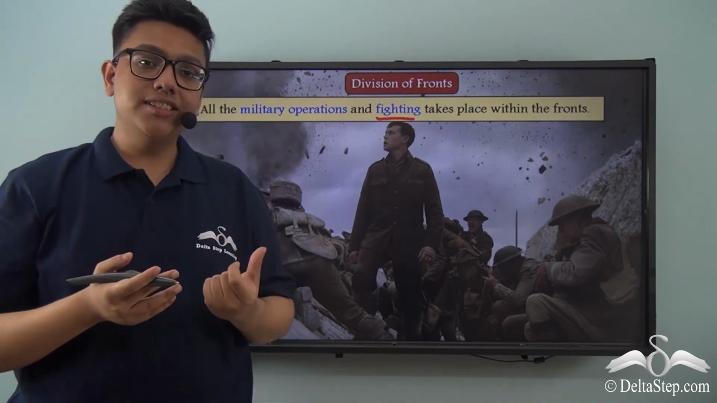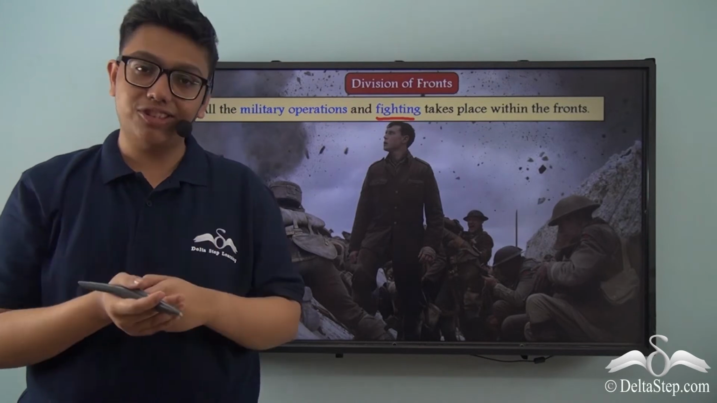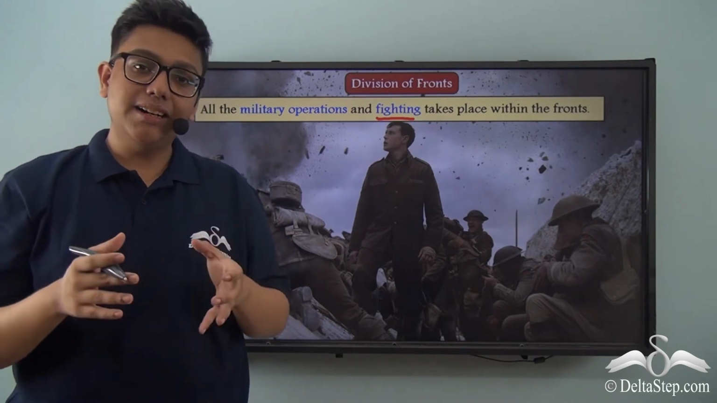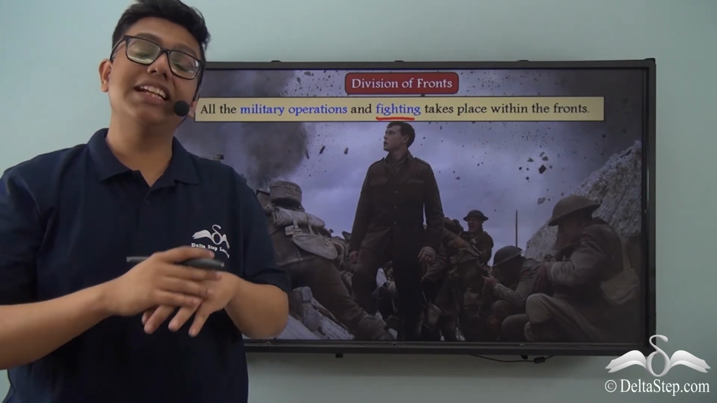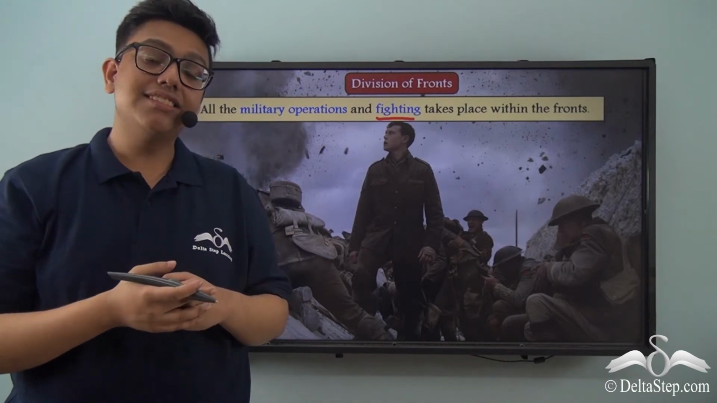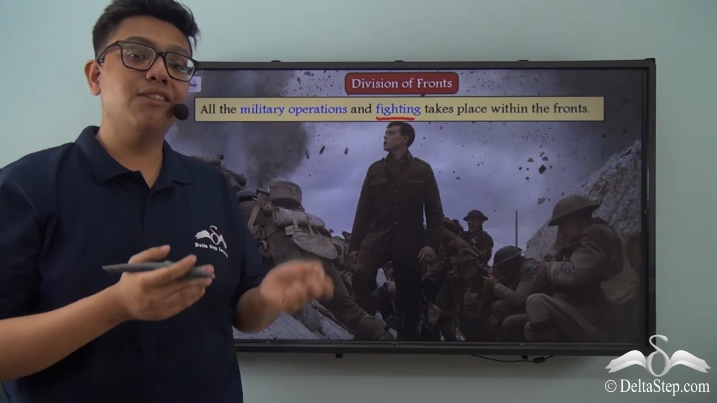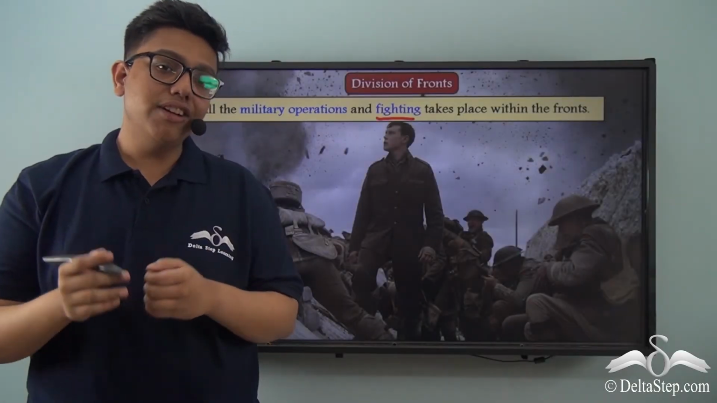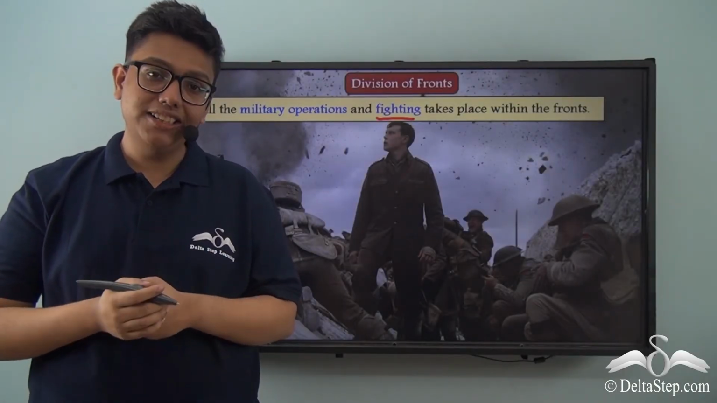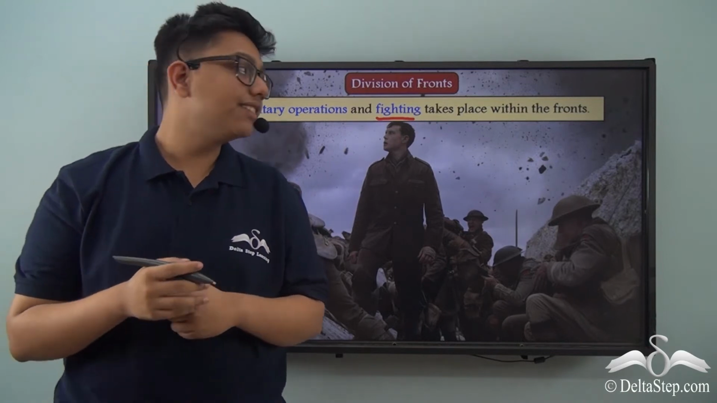Now, the war fronts are actually geopolitical in nature, which means that they comprise the countries which fall within these regions, as well as the various colonial interests of the various countries that are involved in the war. Now, do you want to see which countries are fighting on which front? Let us have a look at that.